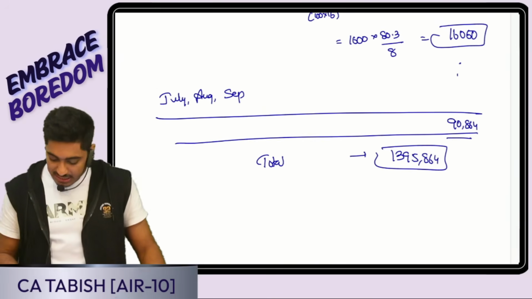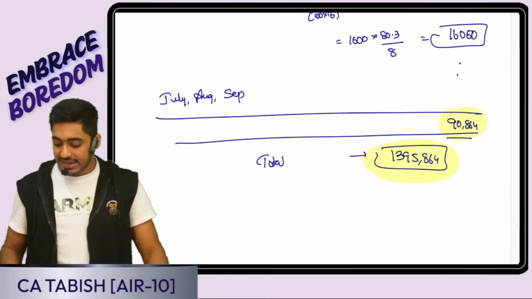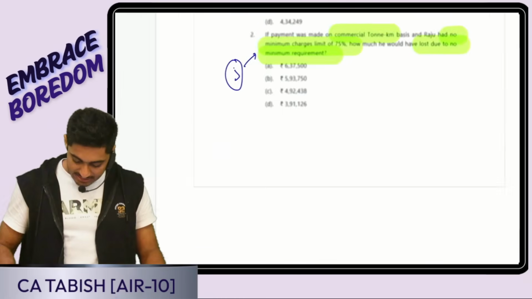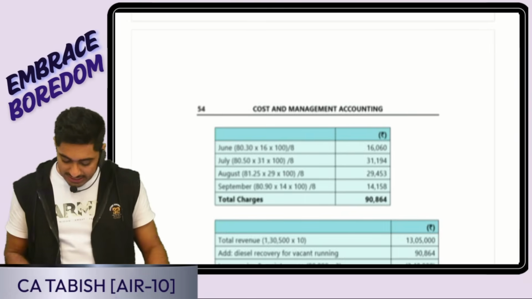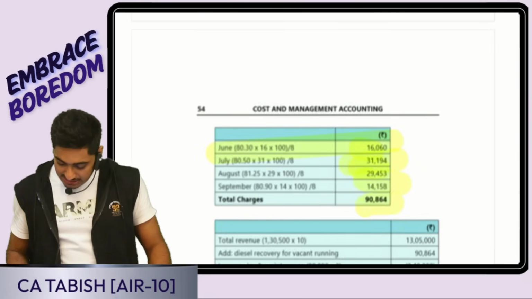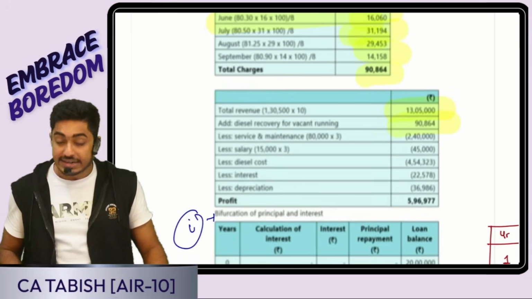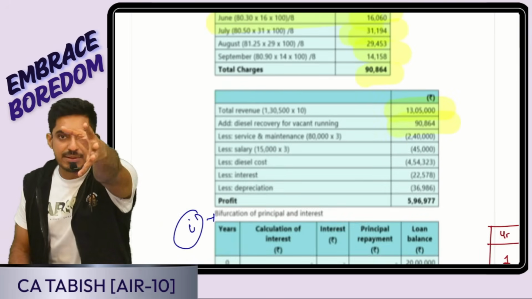Is this clear, everyone? If you add, you will get 90,864. Total comes to 13,95,864. Yes, look at this, everyone. They have done the calculation, the vacant charges as well. So 13,05,000 and 90,864 will be the money that I am receiving.